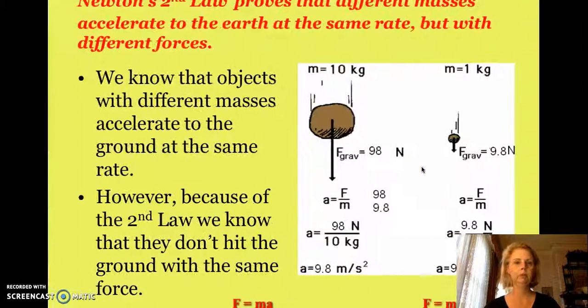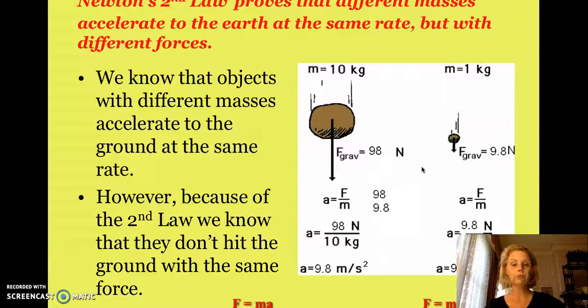Okay. Right, are we missing much from this one? Okay, so Newton's second law proves that different masses accelerate to Earth at the same rate, but they have different forces when they hit the Earth. So, if we look over here, we've got a big potato and a little potato. One potato is massive and weighs 10 kilos. The other one is still a big potato and weighs 1 kilo.